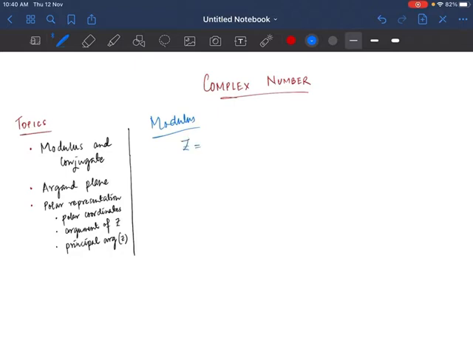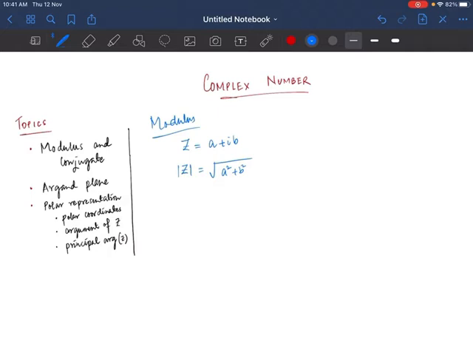Suppose z is a plus ib. Suppose z is a complex number which is given by a plus ib. Then modulus is denoted by mod of z, like this. This is known as modulus of a complex number. So that is given by square root of a square plus b square.